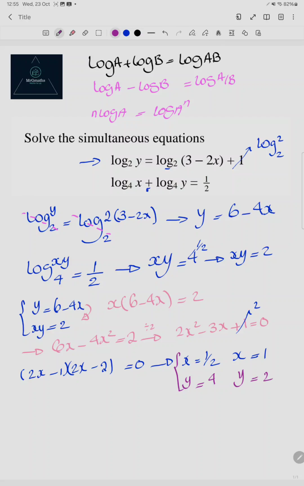Well, realistically, I'm done here, but I have to check if these values fit in the domain, because I should never have a negative argument. So if x was half, I would get 3 minus 1, which is 2, that's okay. If x was 1, that also works. So both of our values are valid, so we're done here.